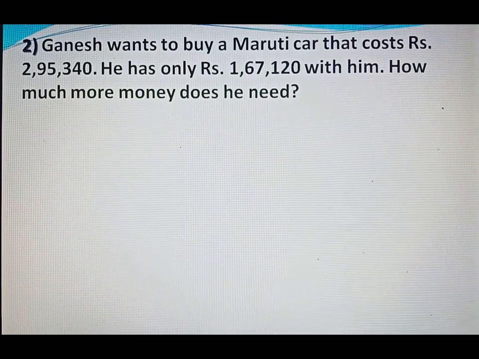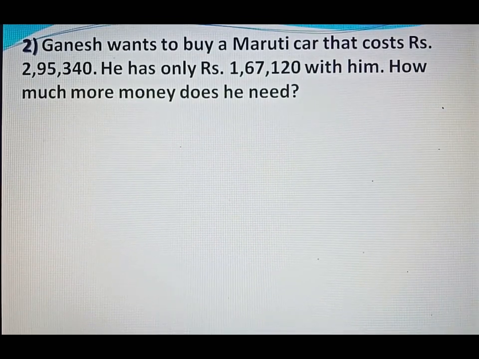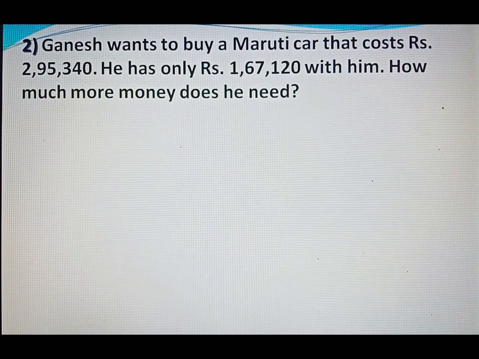Question number 2. Ganesh wants to buy a Maruti car that costs rupees 2,95,340. He has only rupees 1,67,120 with him. How much more money does he need?